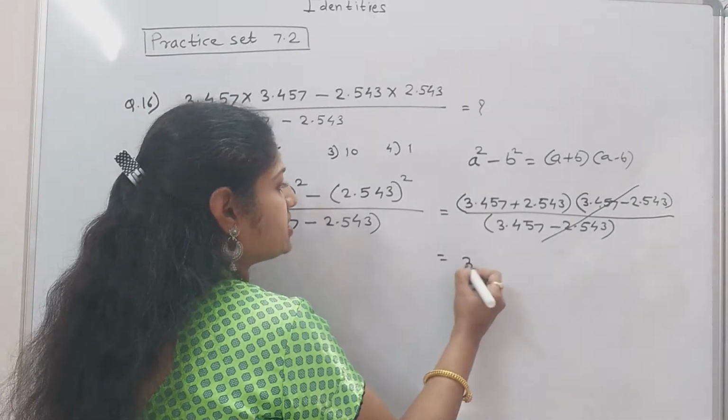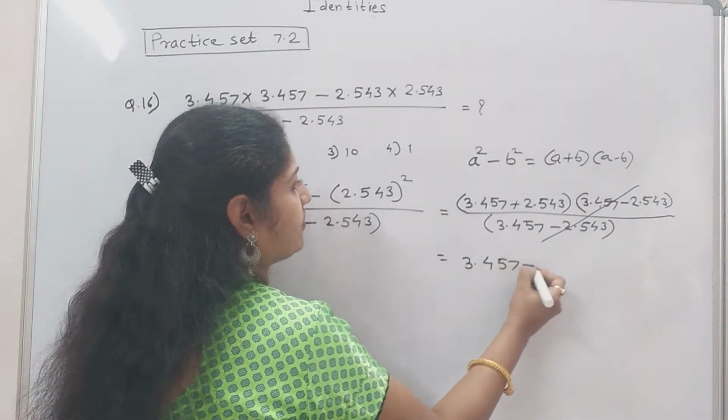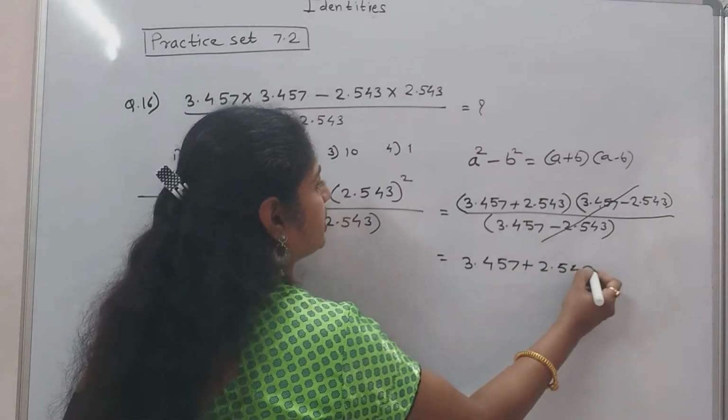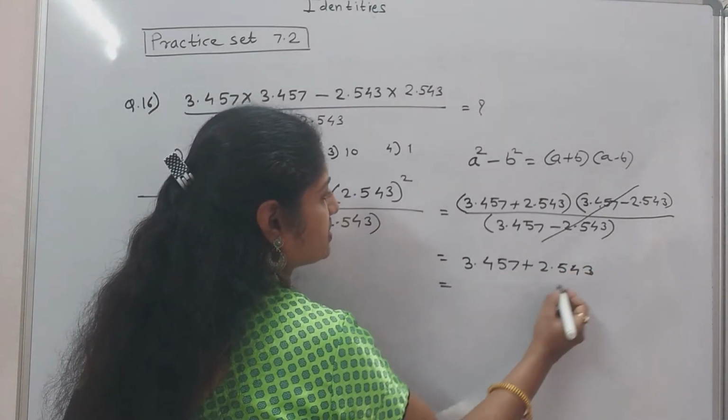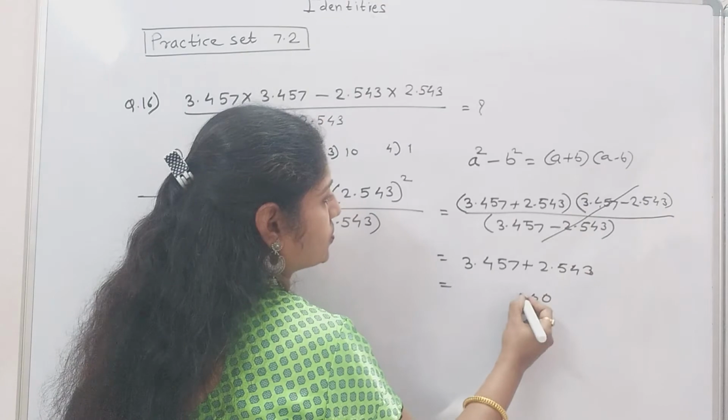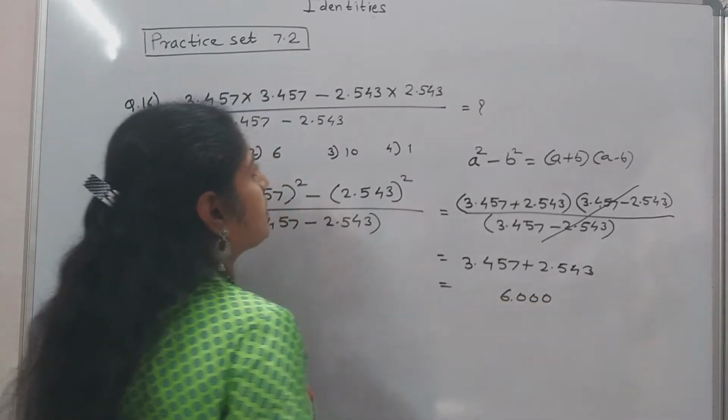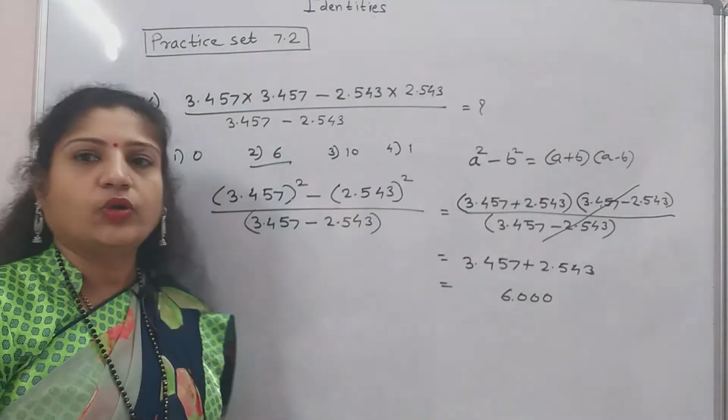So the only answer is 3.457 plus 2.543, and 7 plus 3 is 10, 0, 0, 6. So our answer is 6, option number 2.